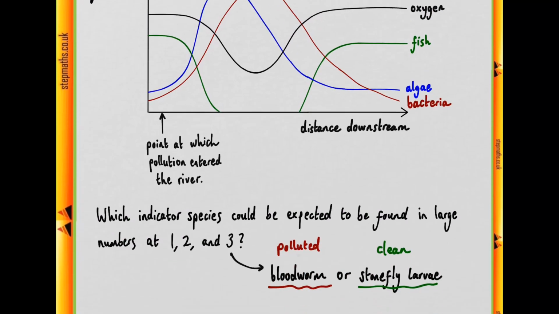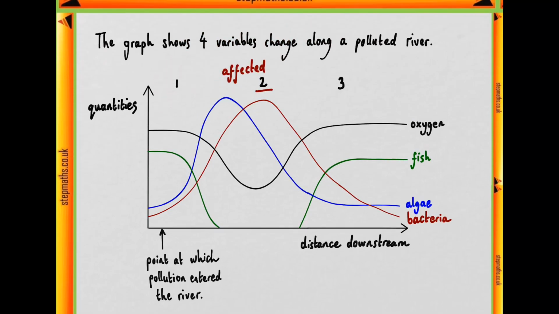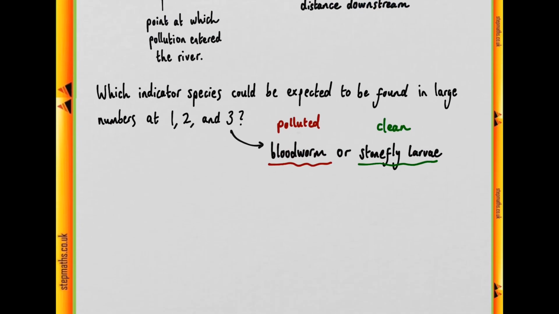So we wouldn't expect to find stonefly larvae at point 2, but we would find it at points 1 and 3 because these appear to be unaffected. The fish population is high, the algal and bacterial population is low, and the oxygen level is about where it is. So we can see that the only affected region is point 2, so that could go with bloodworm, and points 1 and 3 go with stonefly larvae, and that gives us our answer, option F.